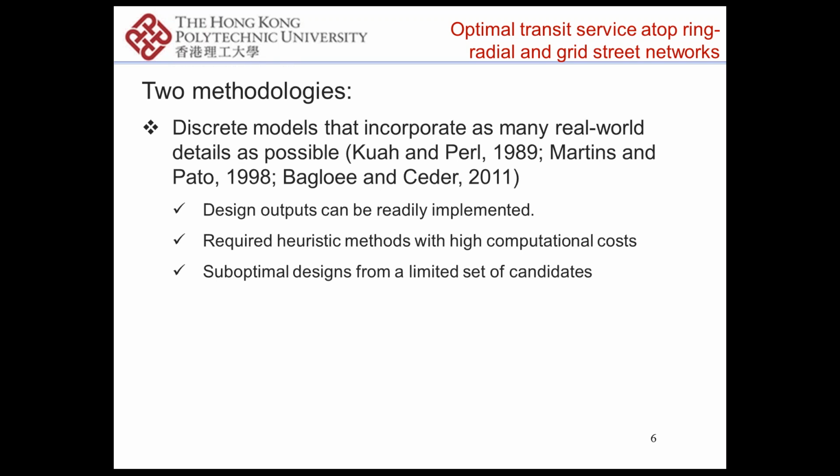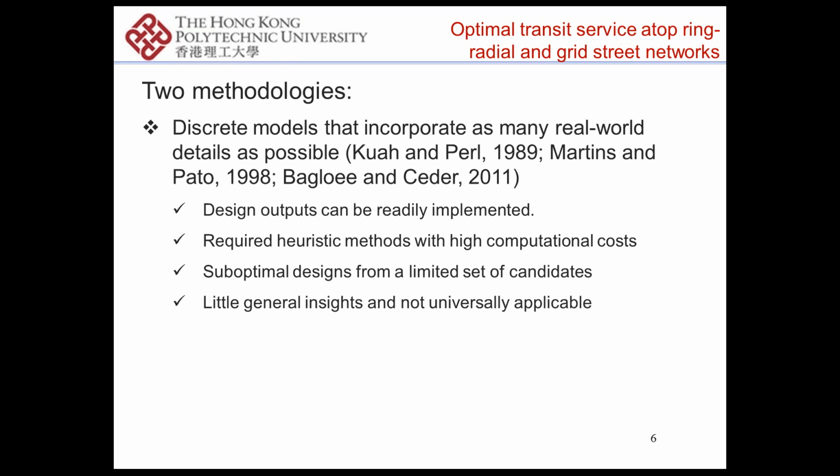Moreover, those discrete models unveil little general insight into the causal relation between input parameters and optimal design variables. Thus, the models are usually not universally applicable to a number of cities with distinct street networks and demand patterns.